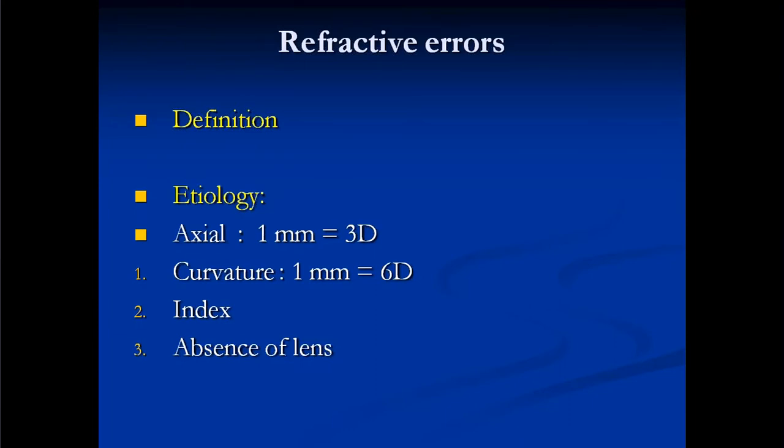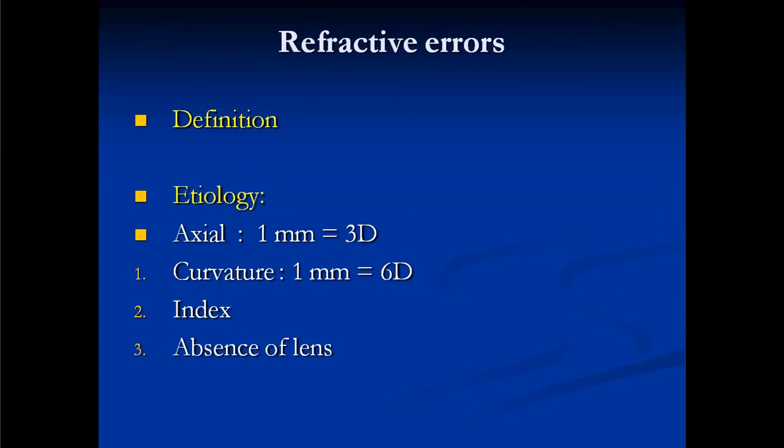So when we discuss refractive errors, it goes: the definition, then the etiology. In the etiology, the cause may be that the length of the eyeball is smaller or longer. That is the axial length of the eyeball. In other words, simply, the eyeball is either smaller or larger. If the eyeball is larger, it results in myopia, and if the eyeball is smaller, it results in hypermetropia. The normal axial length is 24 millimeters.